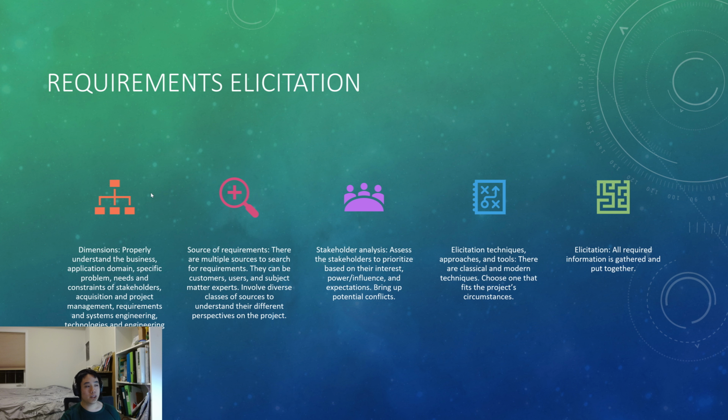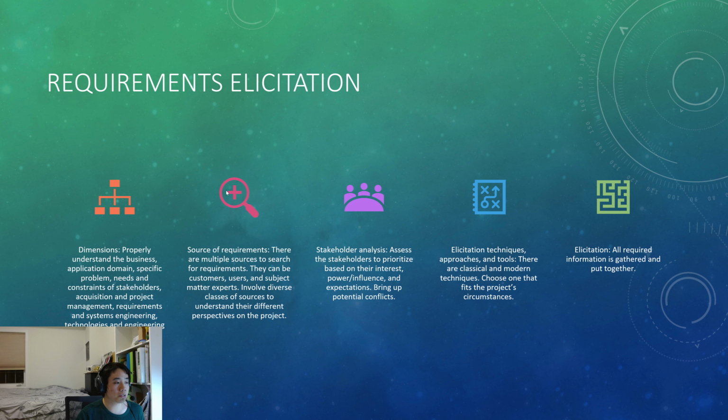Okay, so now we're going to go into the actual requirement solicitation. There are 5 steps. The first is that you have to understand the dimensions of your system, of your project. So you have to be able to understand the business, application domain, your specific problem, your needs and constraints, and so on. There are 7 of them.